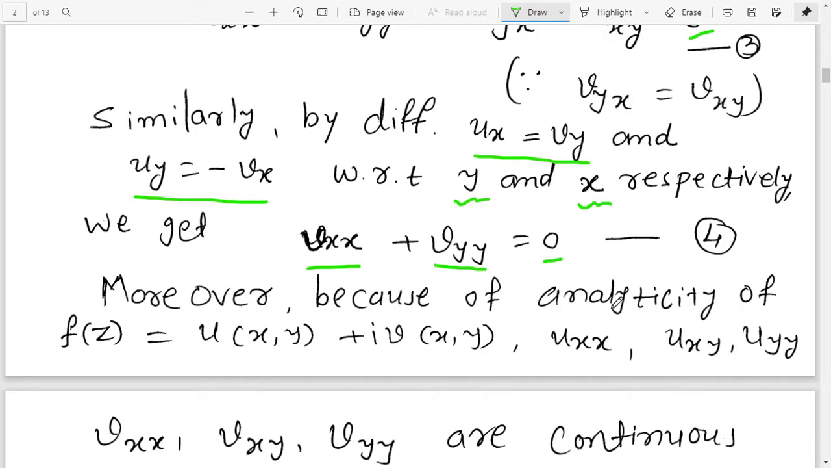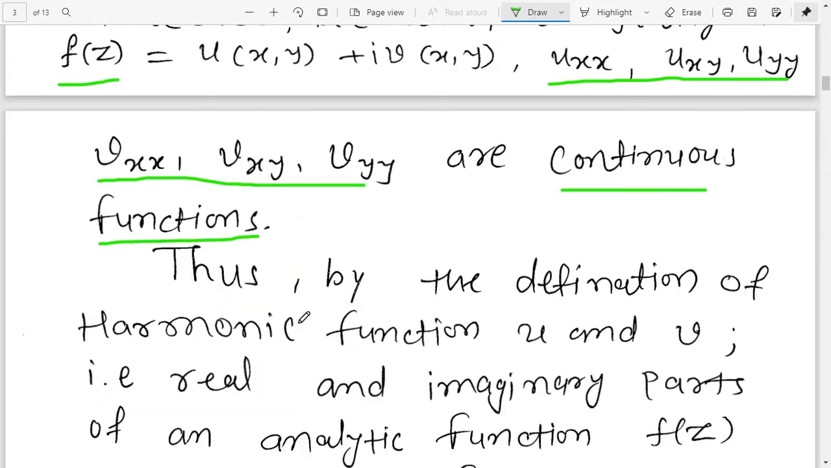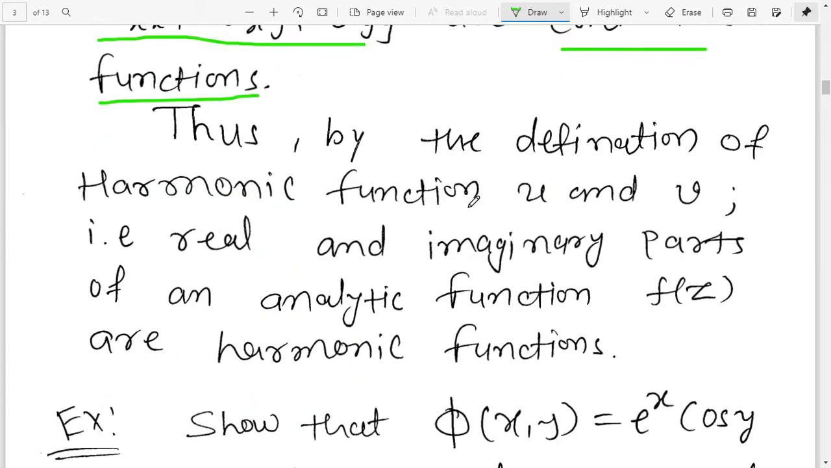Moreover, because of the analyticity of f of z, the second order partial derivatives of u and the second order partial derivatives of v are continuous functions. Thus, by the definition of a harmonic function, the real and imaginary parts of an analytic function f of z are harmonic functions.